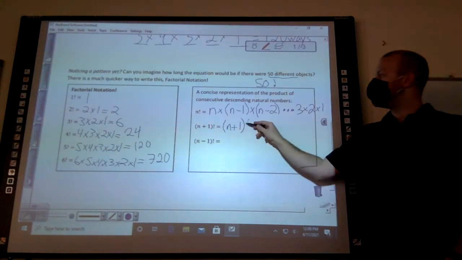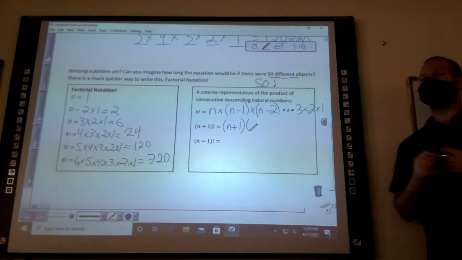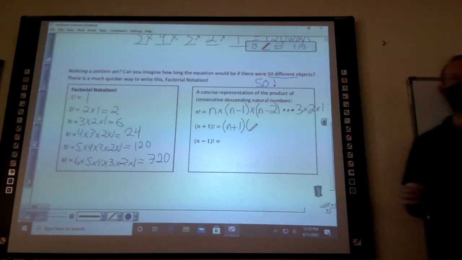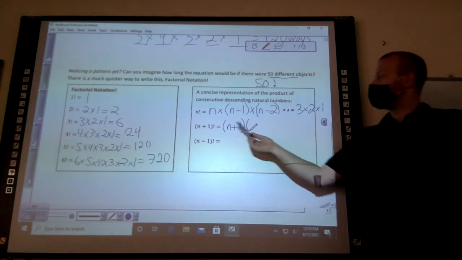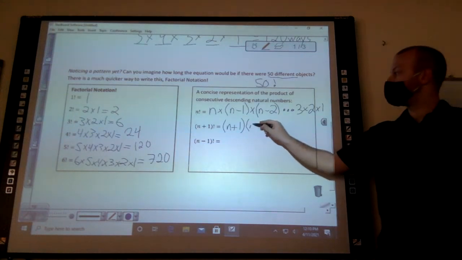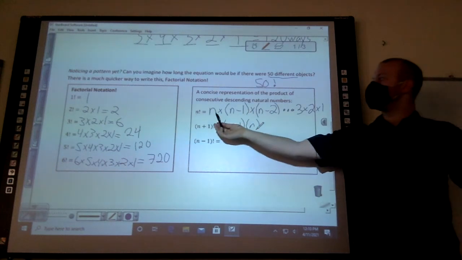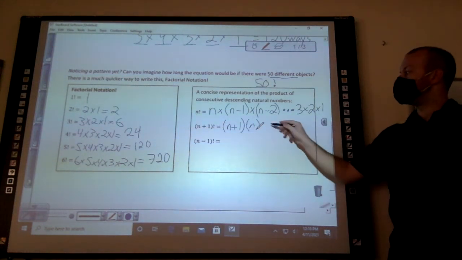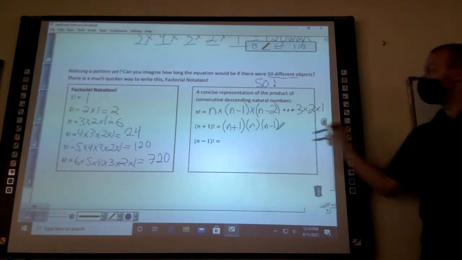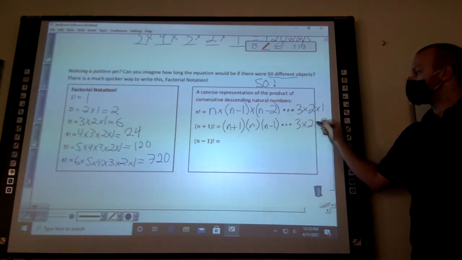And how would I get the next number? It's not going to be plus, because remember I'm always subtracting 1. So it'll be n plus 1 minus 1, which would just be n. And then we're just continuing on with what we see up here. So 1 less than n minus 1, n minus 2, n minus 3, and this is going to continue till we reach 3 times 2 times 1.